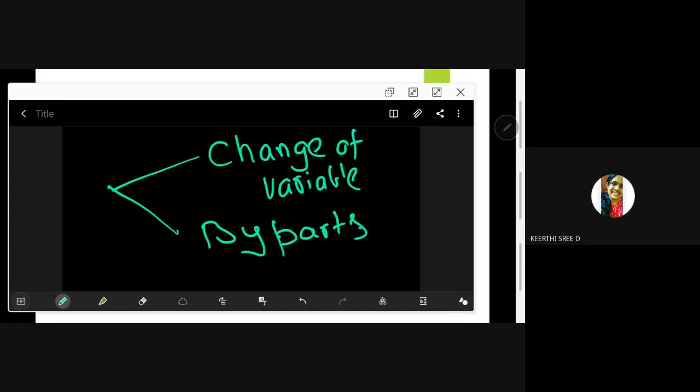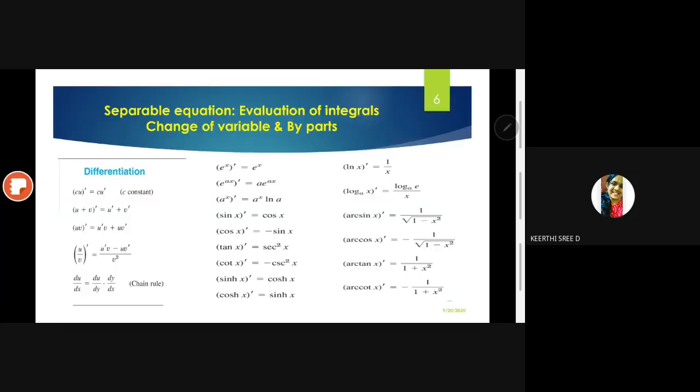One is change of variable. Change of variable means what? Put x square is equal to t, 2x dx is equal to dt. That is substitution. That substitution is called the change of variable technique. The other one is by parts. You know about by parts. So to evaluate those integrals, we have these sets of formulas. I have included those things. You just have to recap those things.